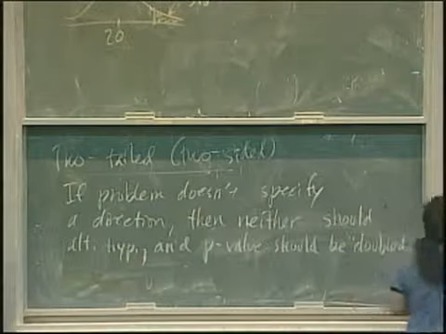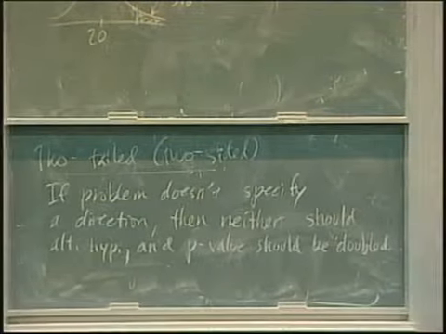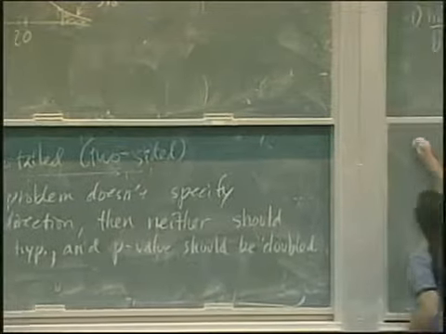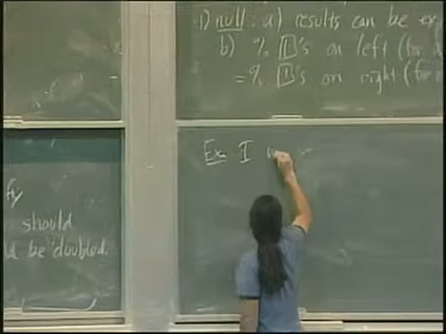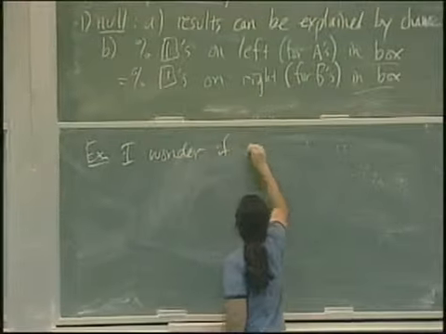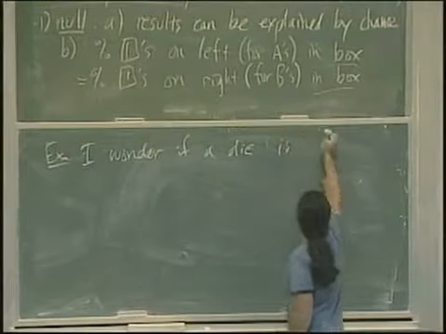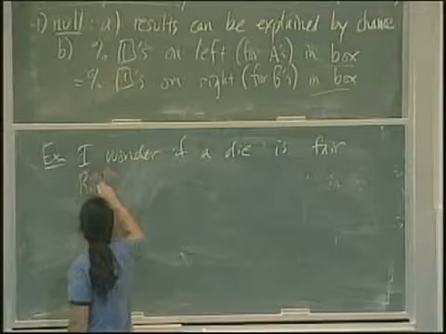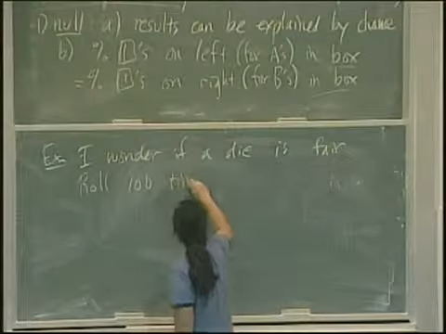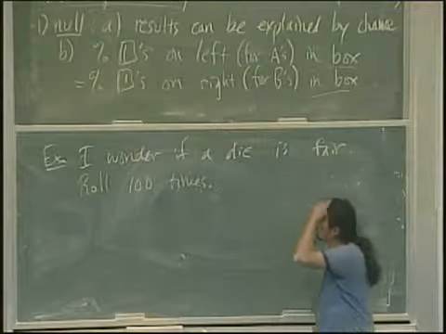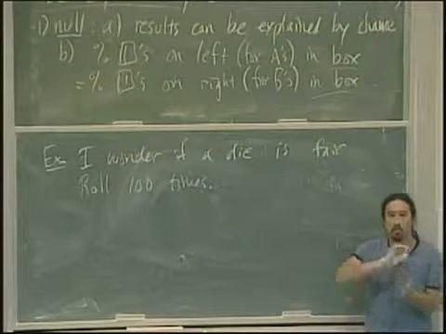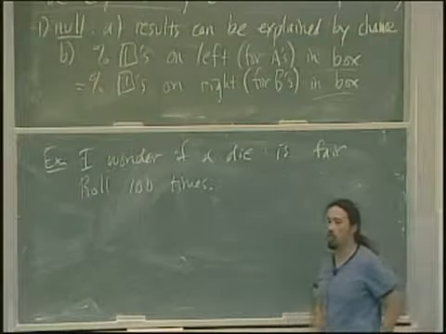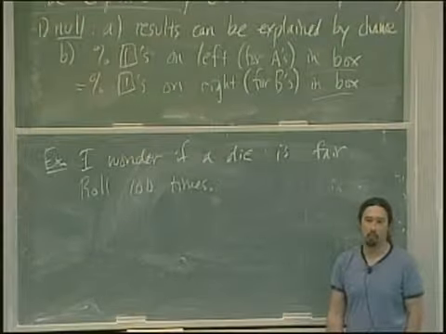So let me just really quickly give you an example, just a kind of intuitive example. So I wonder if a die is fair. So I roll it, say 100 times. Now, if it rolls too high, at some point I'm going to conclude that it rolls too high, then it's not fair. If it rolls too low, I'm also going to conclude that it's not fair.